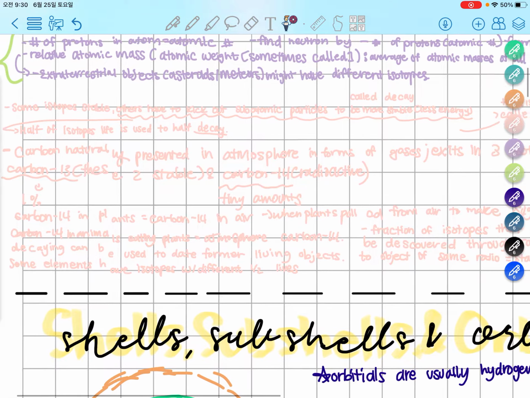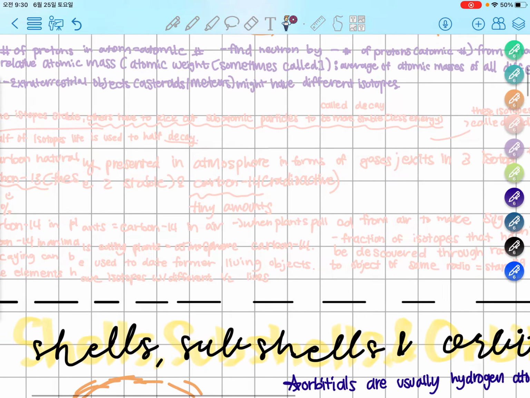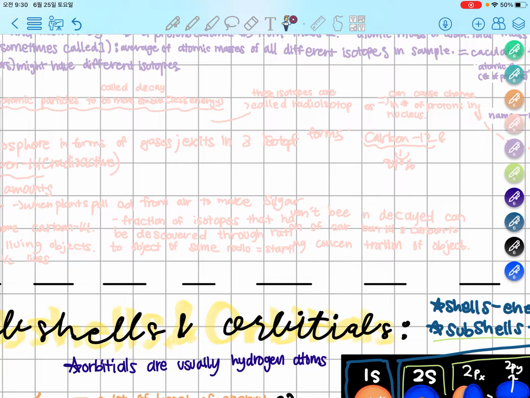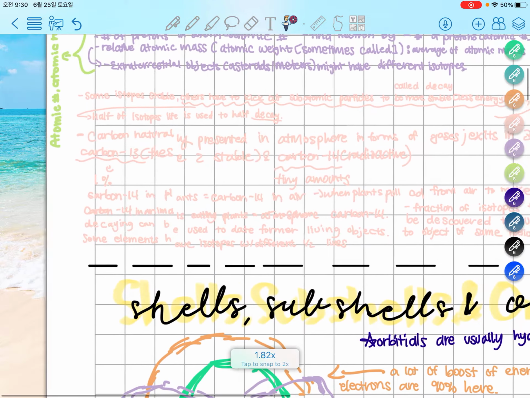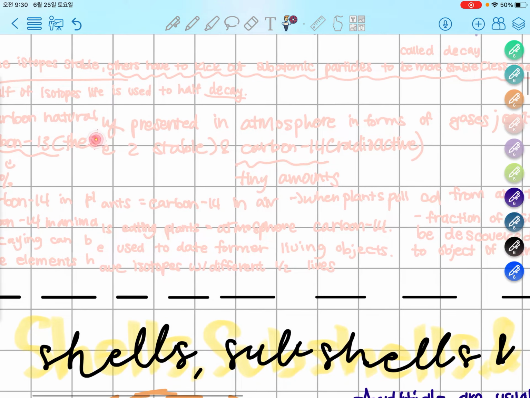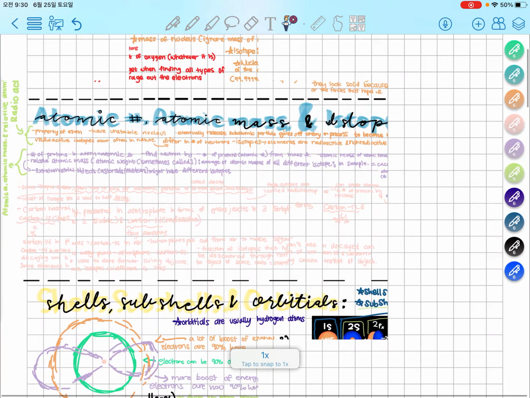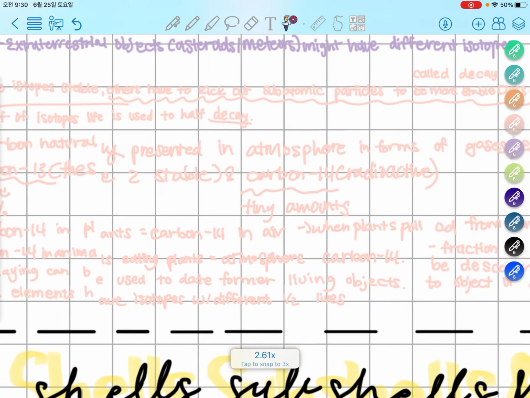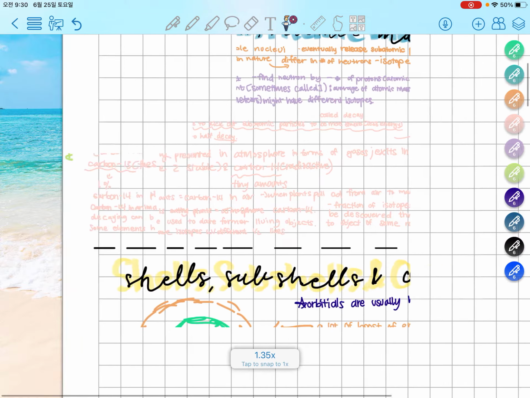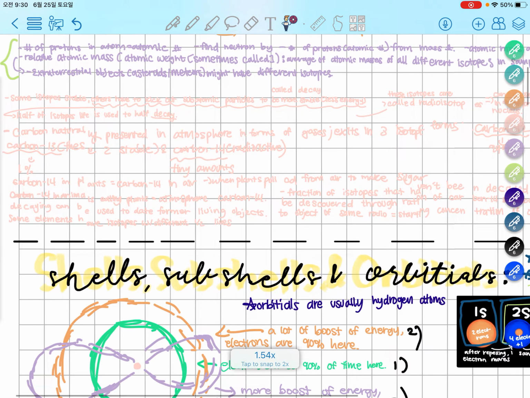And carbon naturally is present in the atmosphere in the form of gases, and it exists in 3 isotope forms: carbon-12, which is about 99% of the time; carbon-13, which is 1% of the time; and carbon-14. Carbon-12 and carbon-13 are stable, and carbon-14 is radioactive, meaning not stable, in tiny amounts.